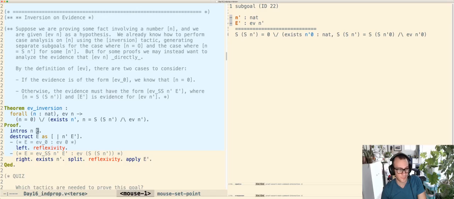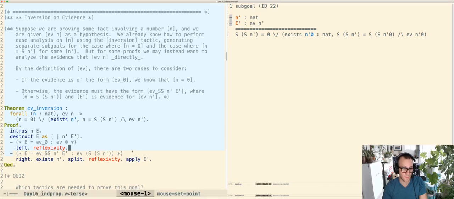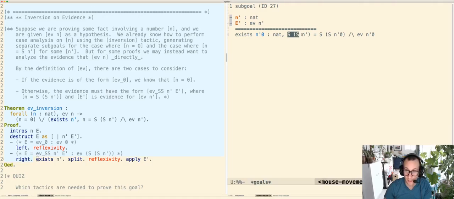No big deal. What if E was proved using EVSS? Okay, well then there must exist some N prime that's a NAT, and that N prime has to be even. We have to have evidence for that via E prime. But in that case, let's take the right path. We need to find some N prime 0. Great name, Coq, love it. Yeah, you did great work there. We need to find some N prime 0 such that S of N prime is equal to S of N prime 0. Okay, well, I think N prime's a strong candidate there.